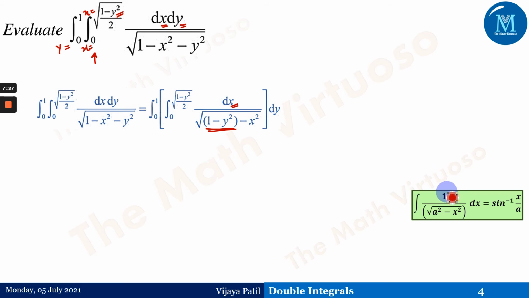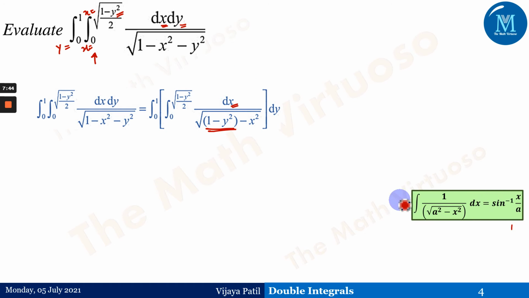We know that the integration of 1 upon square root of a square minus x square dx is sine inverse of x by a. And there is one more term, that is plus c, the constant of integration, but we are not considering it here because we are dealing with the double integral. So we are just using this formula.